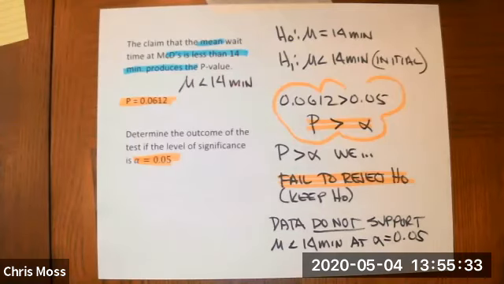So you've seen a couple of examples there. I hope that helps with the summarization of a test of hypothesis. I'll post this and we'll get on to the next.